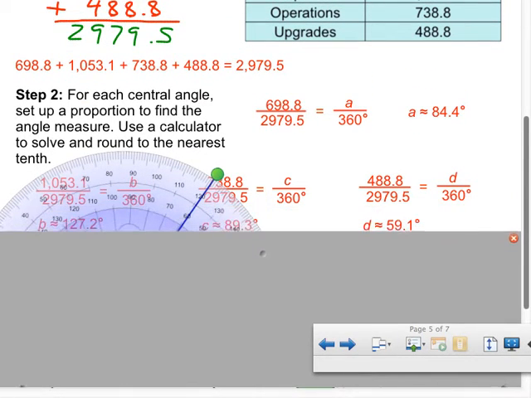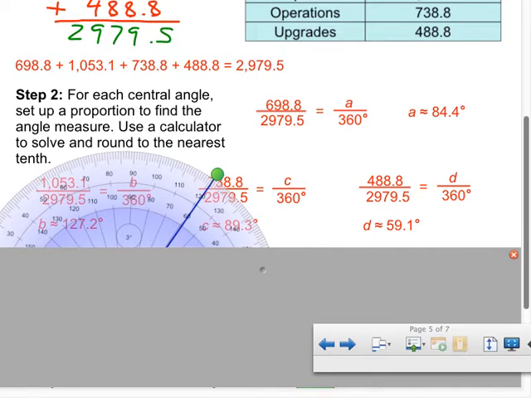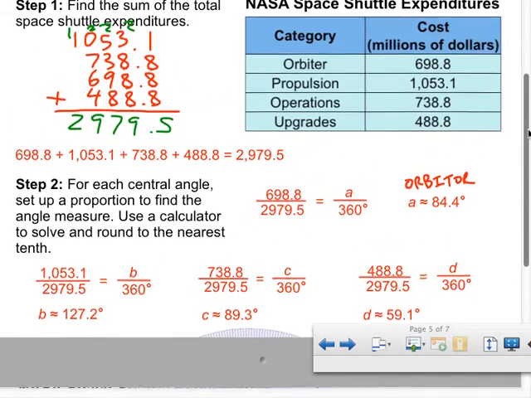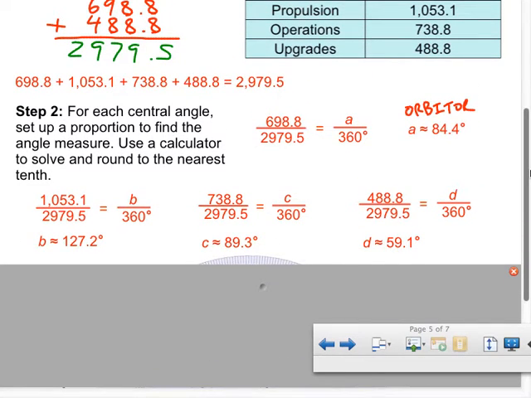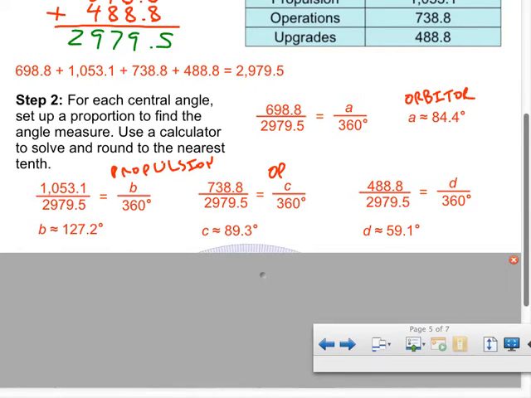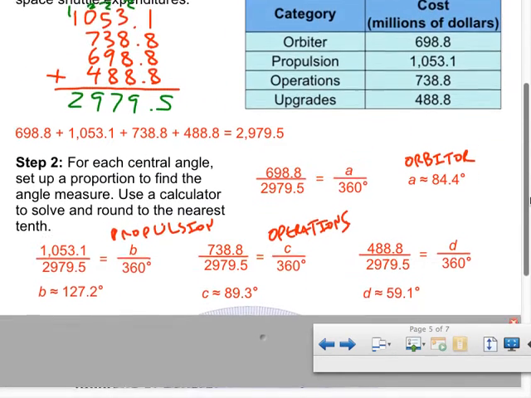Now I'm going to go ahead and show you the other categories. Here are the other categories. All right. So this would be the orbiter. And then the next one I did was what? The propulsion. Okay, and then the next one was operations. Okay, and then the last one, upgrades.